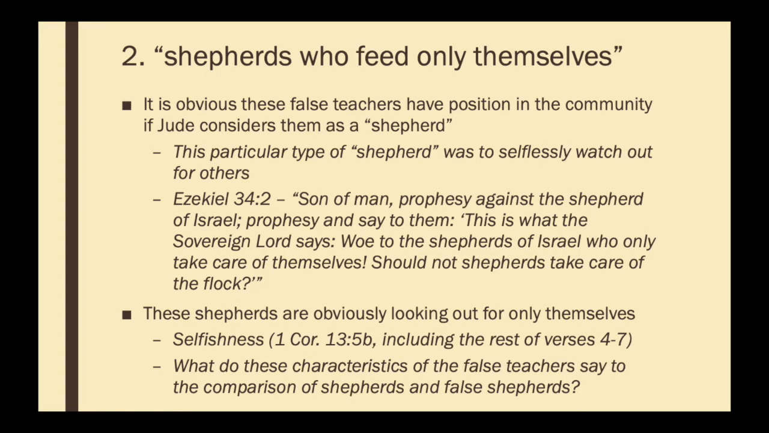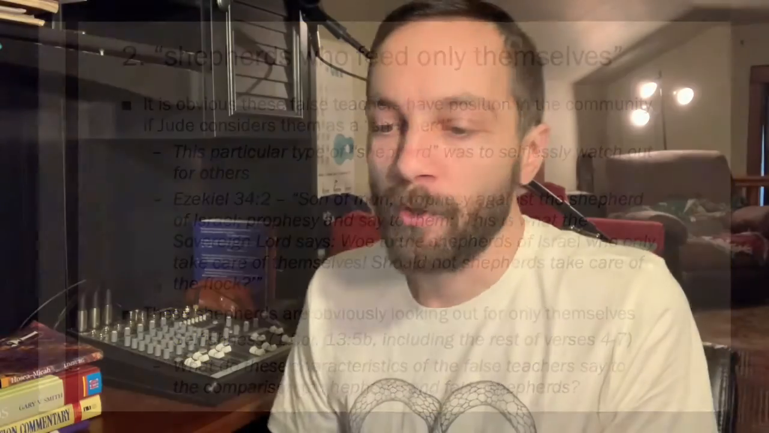That brings us to number 2, shepherds who feed only themselves. It is obvious these false teachers have position in the community if Jude considers them as shepherds. Now, the way that this is worded, it kind of makes me wonder if Jude is being literal or figurative. Is he drawing up a metaphor? Because if these shepherds are feeding only themselves, what are they feeding themselves with?